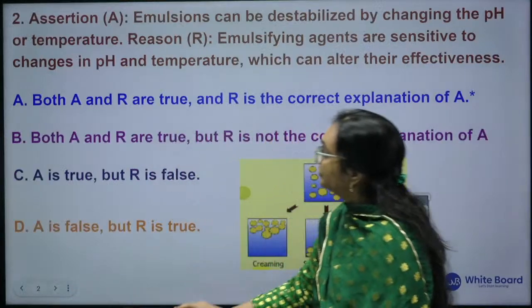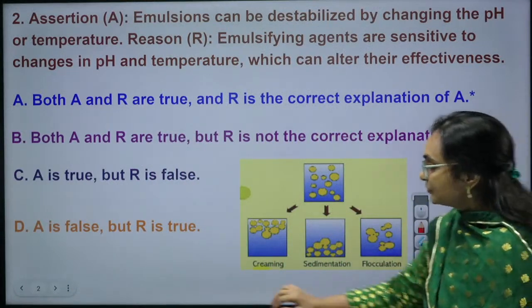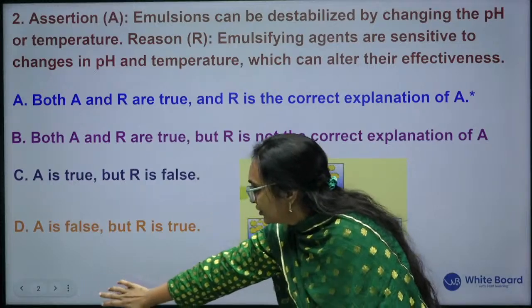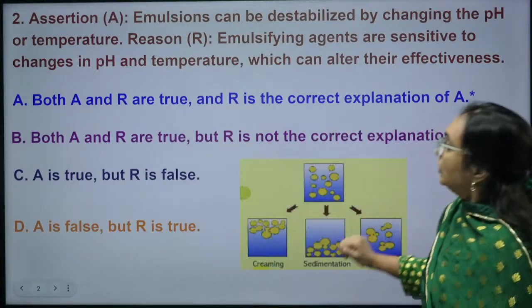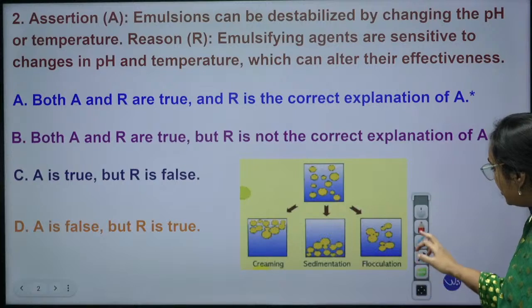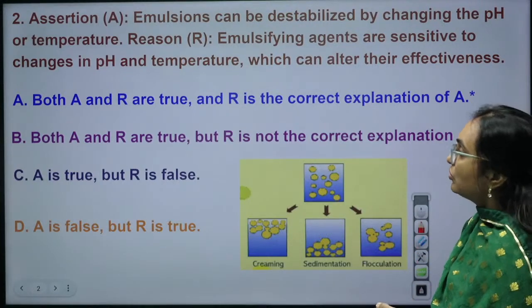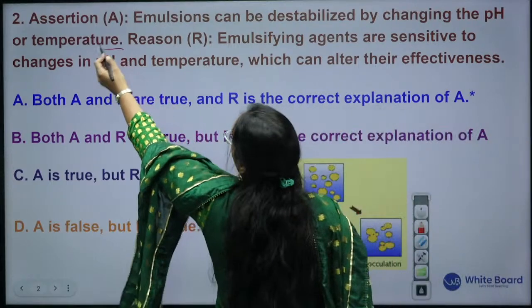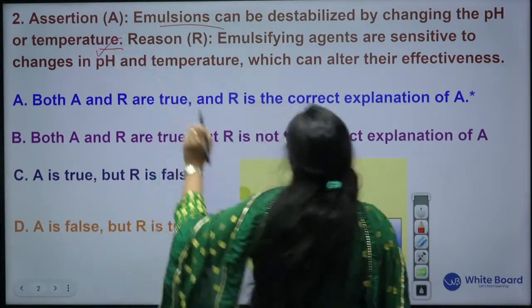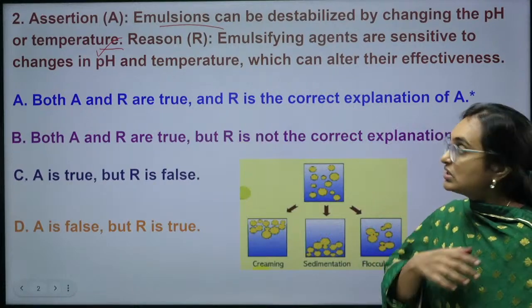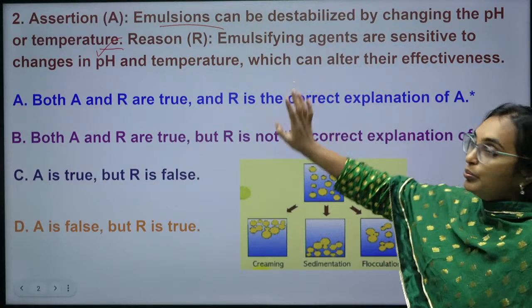Okay, next question. It is an assertion and reasoning question. Emulsions can be destabilized by changing the pH or temperature. This sentence is correct.